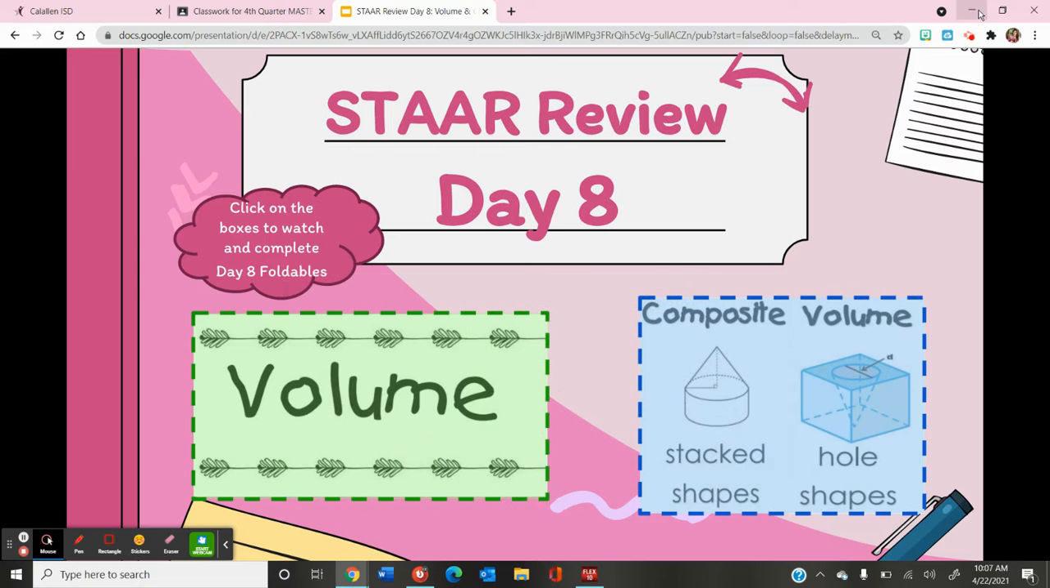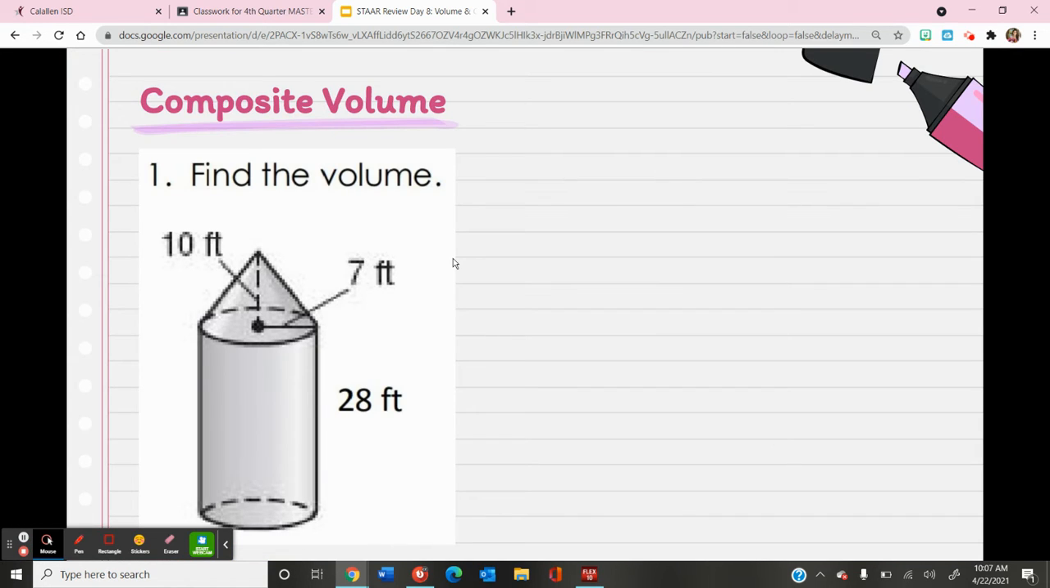So let's go ahead and get back into our Google slide, and we're going to go ahead and open up the stack shape, and we're going to look at that one first. So here it just says find the volume. So I'm finding the volume of two different shapes, and since they're stacked together, this means we're going to add them. So I have a cylinder, and I also have a cone.